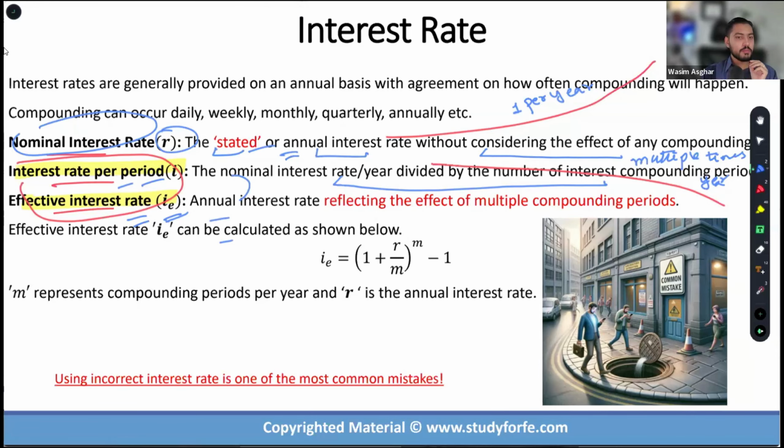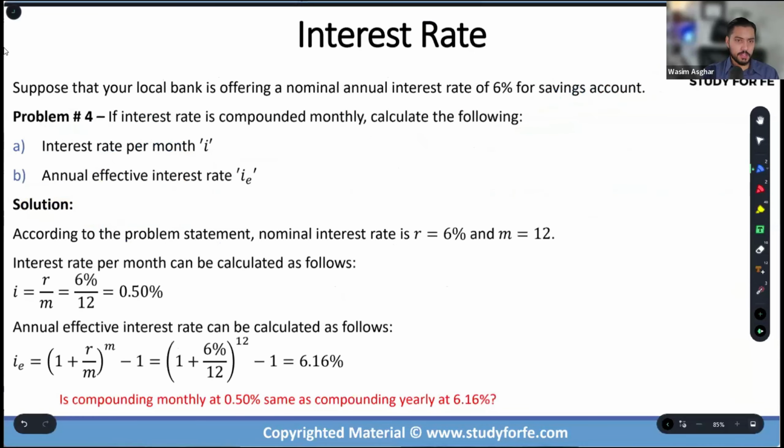An interest rate per period tells you the rate for each compounding period. By definition, when you're looking at more than one compounding per year, it tells you what that compounding period is. So let's take a look at this example and it will make sense.